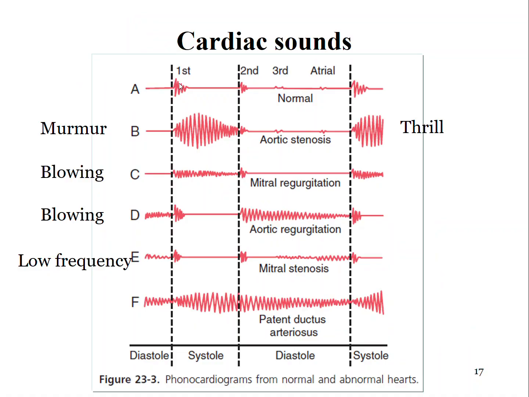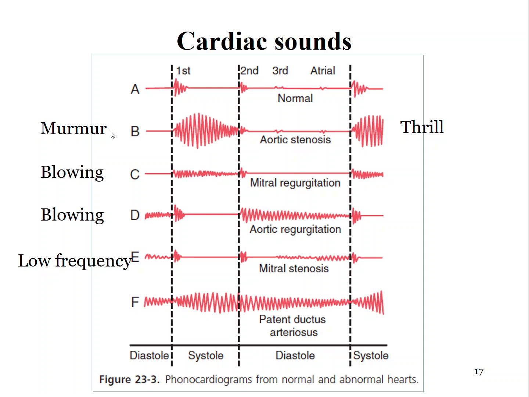We have two prominent normal heart sounds, which we call the first and second sounds. The first is because of the closing of the atrioventricular valves, and the second is because of the closing of the semilunar valves. But if there is any defect in these valves, we may have an abnormal sound during systole or during diastole. This abnormal sound we call a murmur, or blowing, based on its frequency and amplitude.